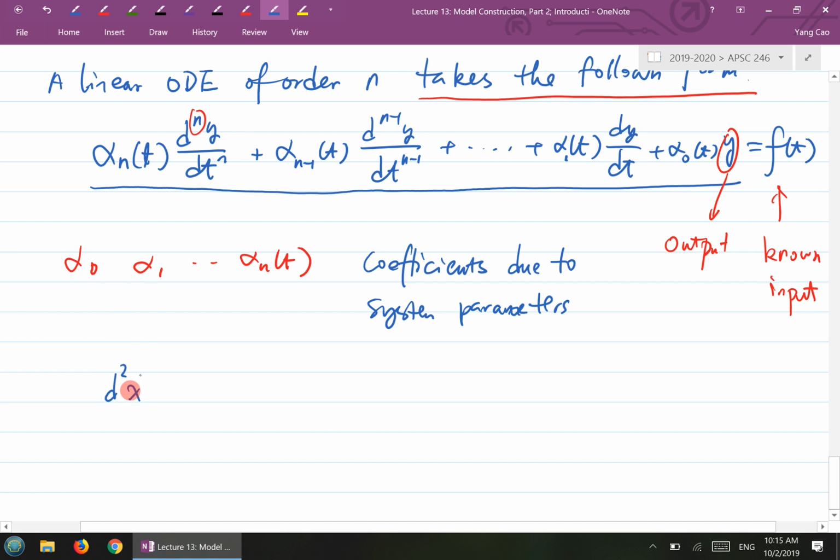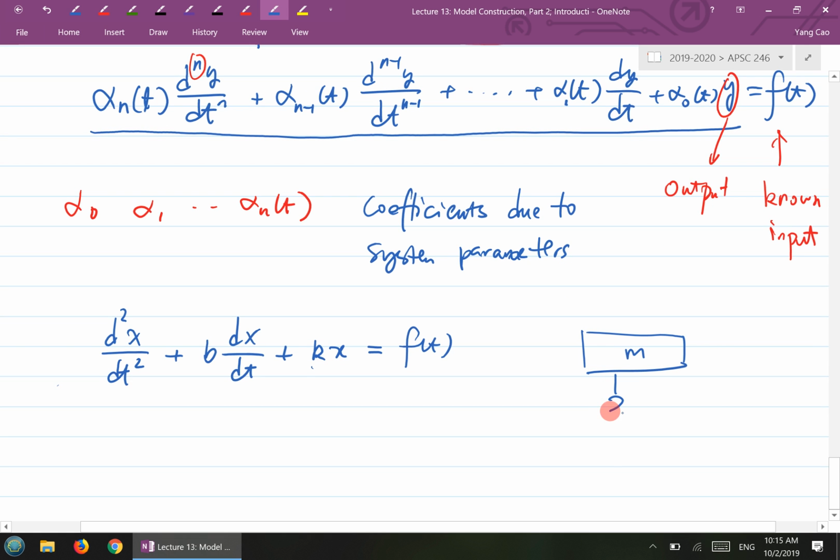For example, if I have m times d²x over dt² plus b times dx over dt plus k times x equal to f of t. This is an example that we have derived for a mass spring damper, a simple mass spring damper system with external force. So this is very much like this kind of system. If you derive the equation of motion for this, you get this.